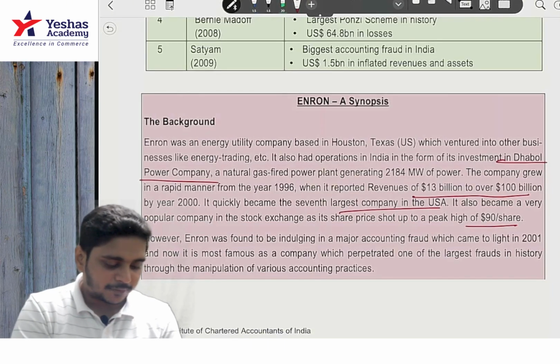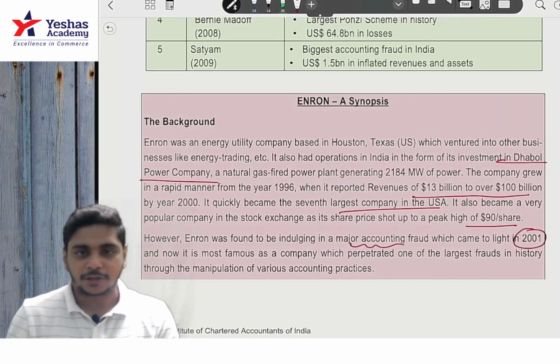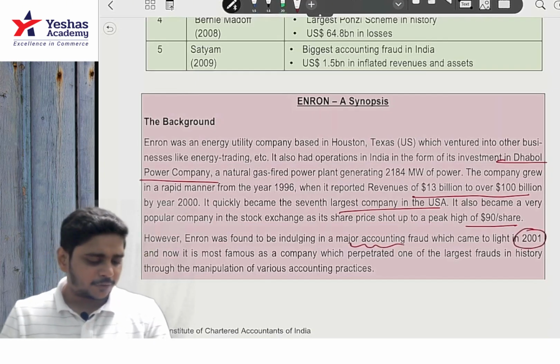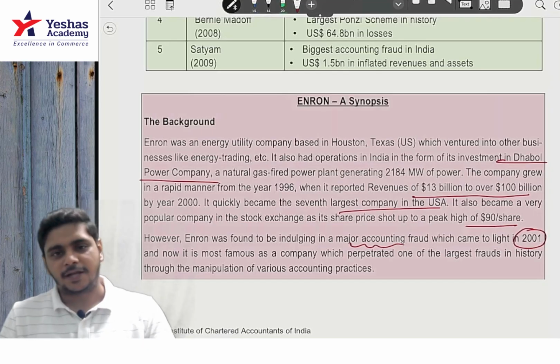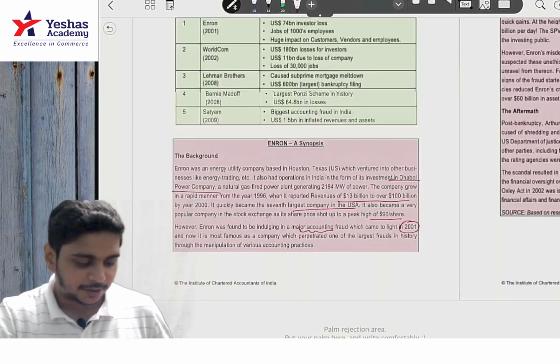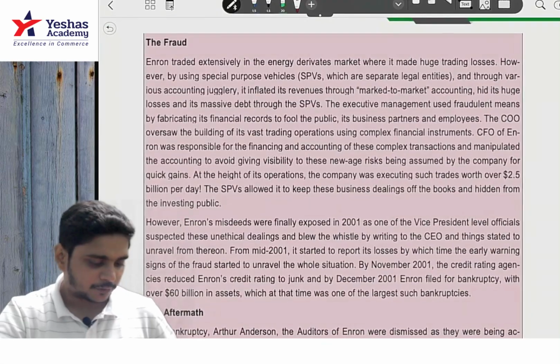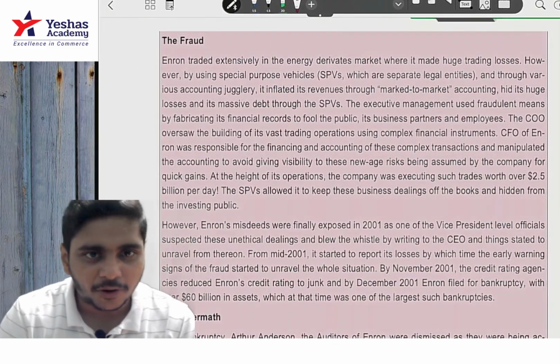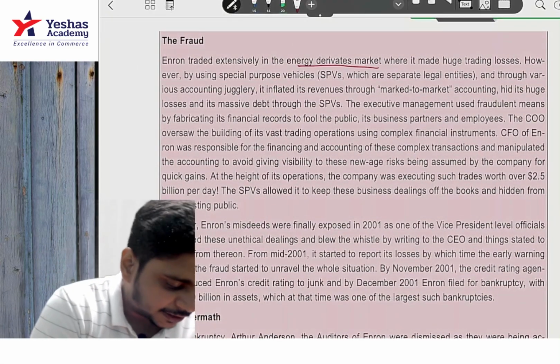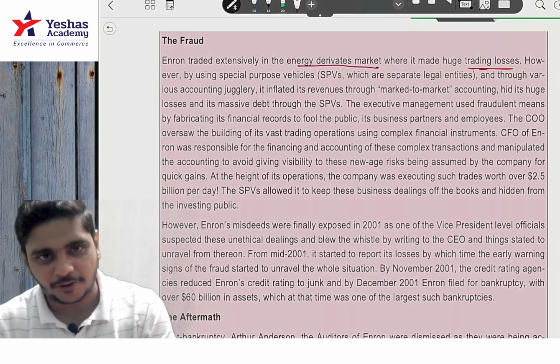Enron was found to be indulging in major accounting fraud, which came to light in 2001. And it became the most famous company which perpetrated one of the largest frauds in the history of accounting practices. Now, what was the fraud? See, Enron traded in the energy derivatives market, where it made huge trading losses. So there were a lot of losses.